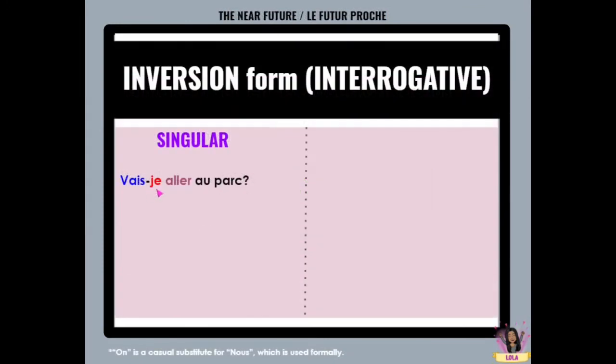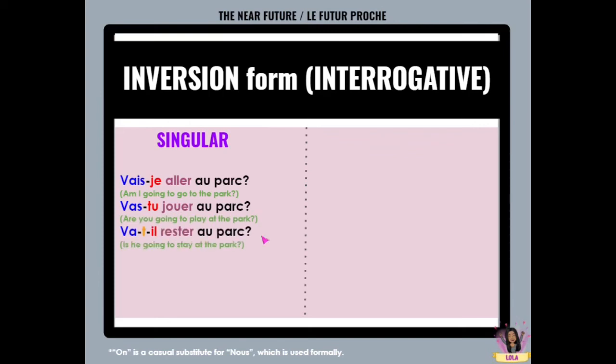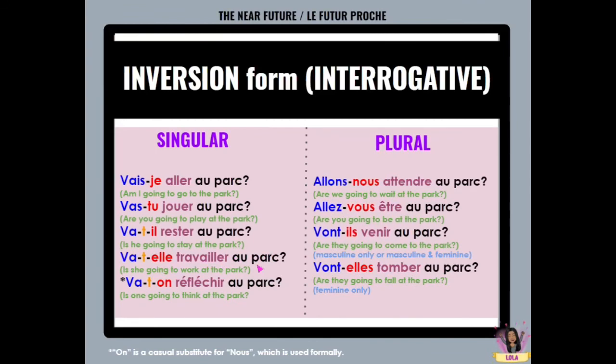So we'll use these sentences here, the same ones that I've used before. So, vais-je aller au parc? Vas-tu jouer au parc? Va-t-il rester au parc? Va-t-elle travailler au parc? Va-t-on réfléchir au parc? Allons-nous attendre au parc? Allez-vous être au parc? Vont-ils venir au parc? Vont-elles tomber au parc?